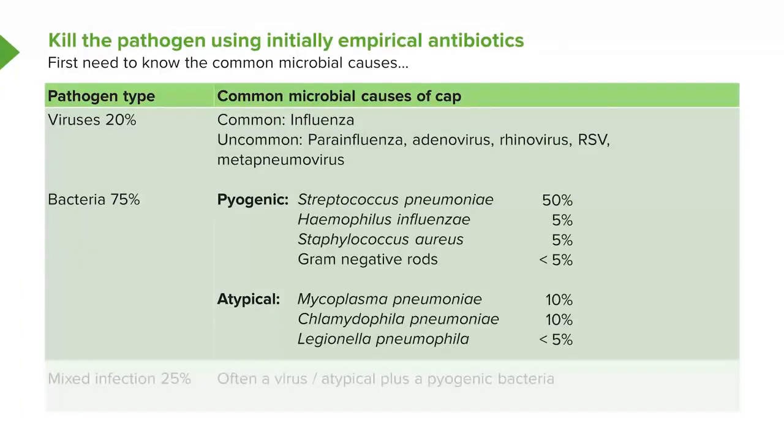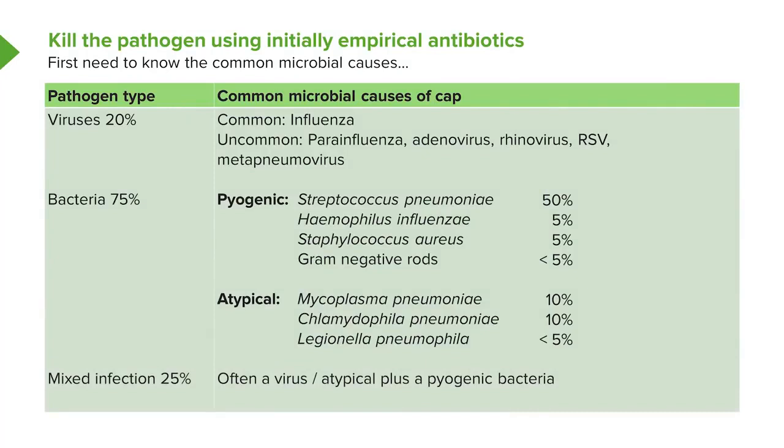Atypical organisms cause a less aggressive disease, and those are the Mycoplasma and the Chlamydophila, and occasionally Legionella, which is an exception in that it can actually cause severe disease, despite being part of the atypical category of organisms. An important point is that many patients will have a mixed infection.